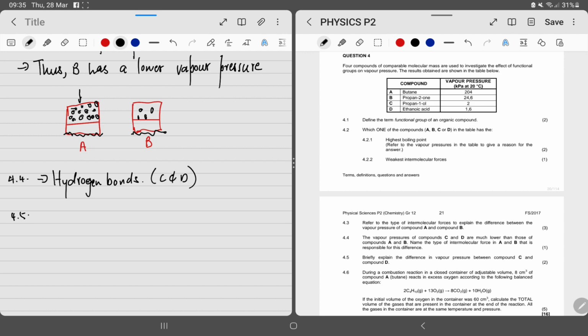Then 4.5, so this is C and D. Briefly explain the difference in vapor pressure between compound C and compound D.